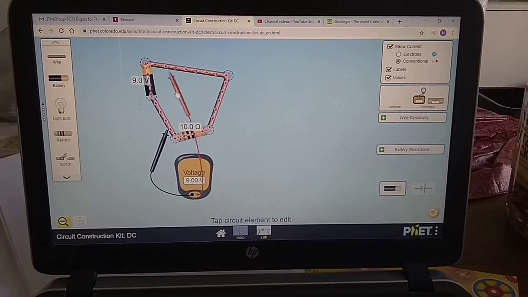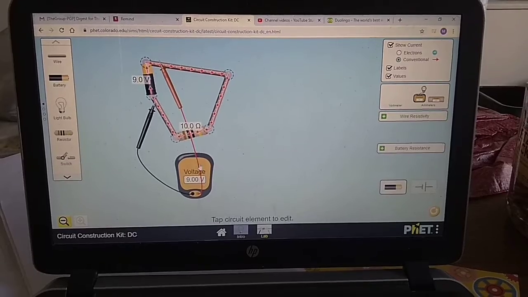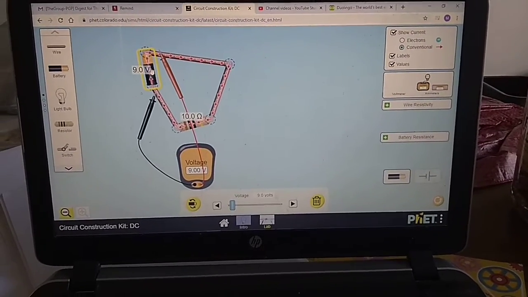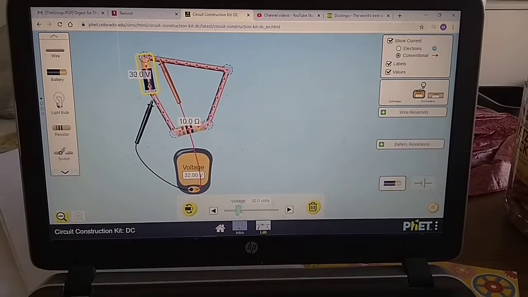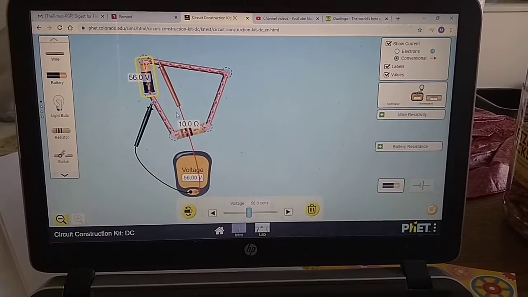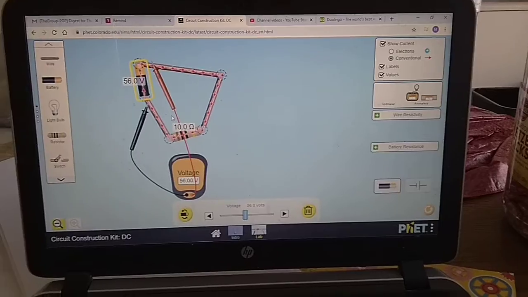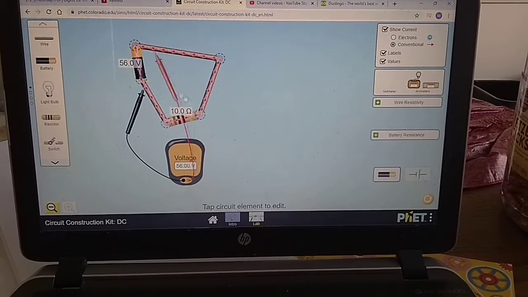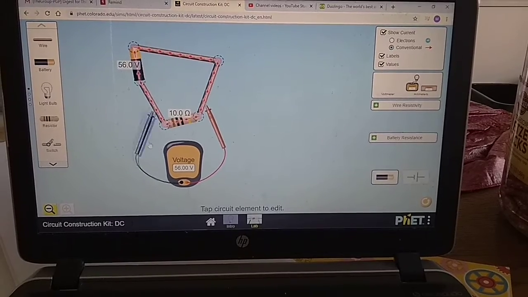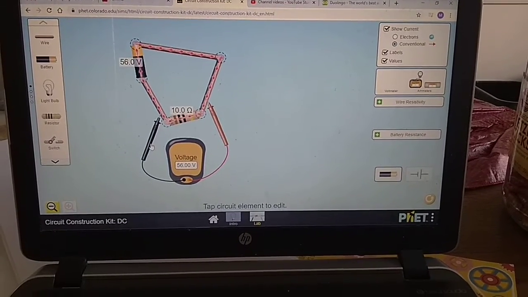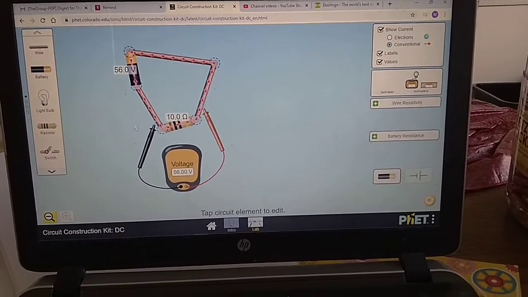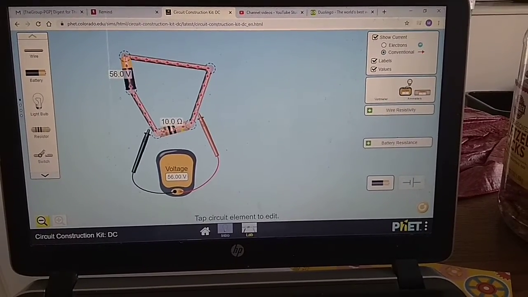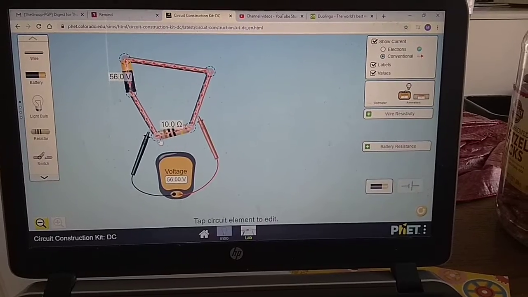In fact, if I put this over here, measuring around the battery, that still says 9 volts. If I change the voltage of the battery to, I don't know, 56 volts, essentially each charge now has more energy that it's carrying. Look at that, the voltage changes again. So the voltage gain of the battery, where the charges are gaining energy, is equal to the voltage loss through the resistor.